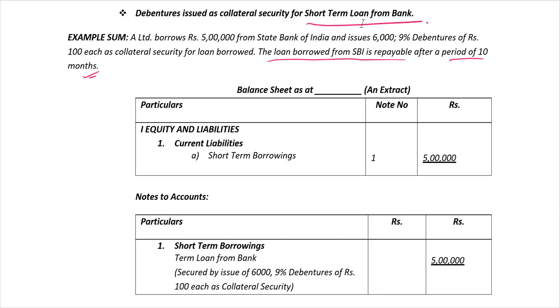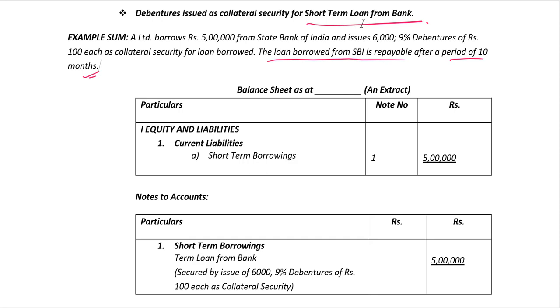So after leaving space for the balance sheet, we will prepare the notes to accounts. Against short-term borrowings, we will write the term loan from the bank 5 lakh rupees and mention that it's secured by issue of 6,000 9% debentures of rupees 100 each as collateral security.